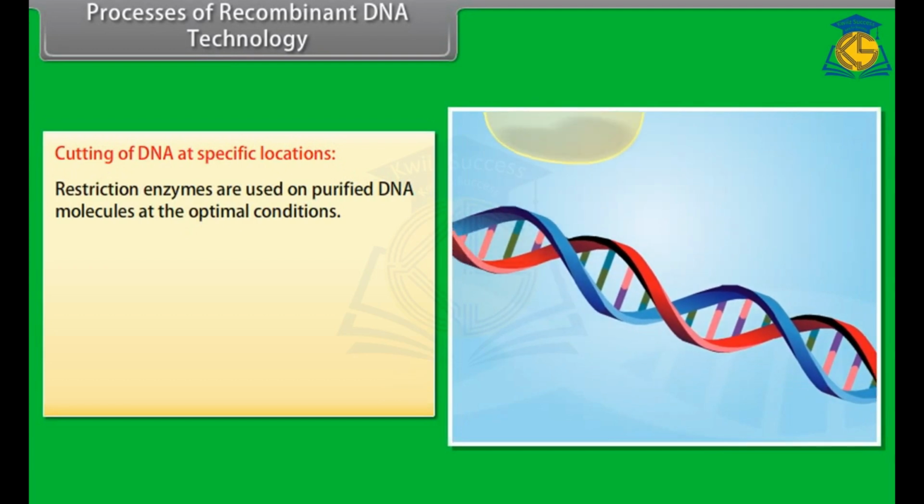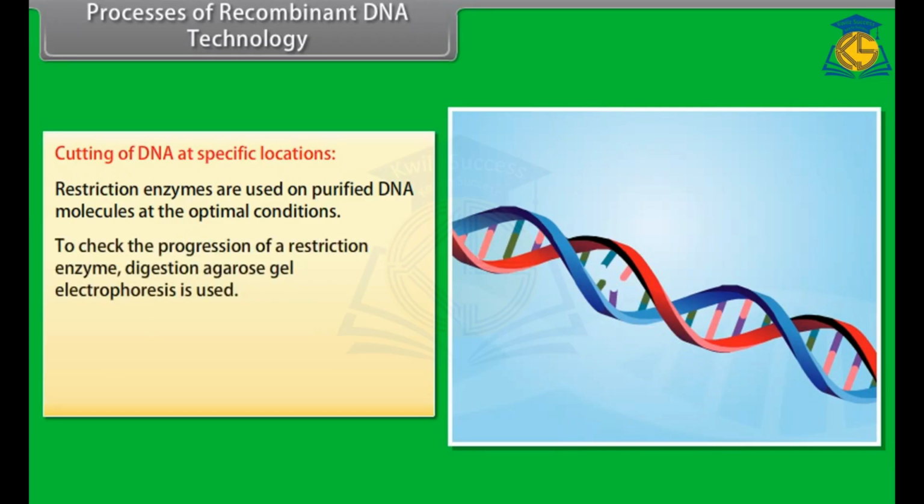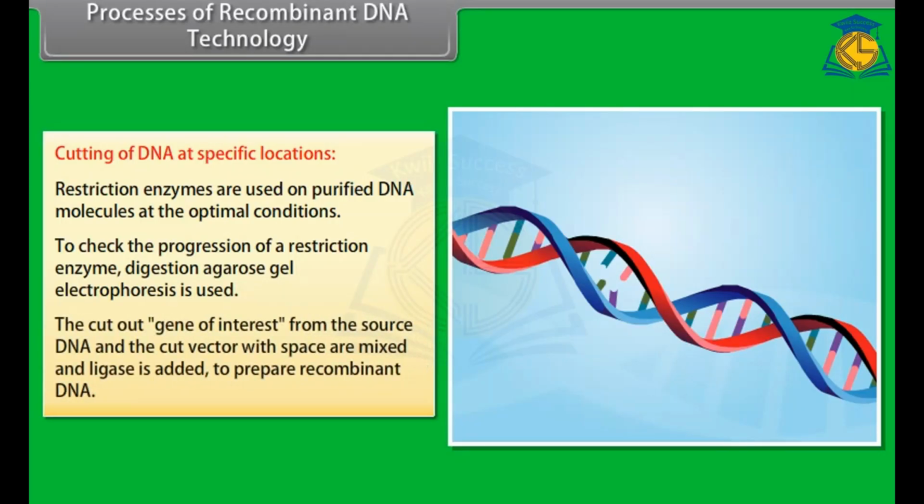Cutting of DNA at specific locations. Restriction enzymes are used on purified DNA molecules under optimal conditions. To check the progression of restriction enzyme digestion, agarose gel electrophoresis is used. The cut-out gene of interest from the source DNA and the cut vector are mixed and ligase is added to prepare recombinant DNA.